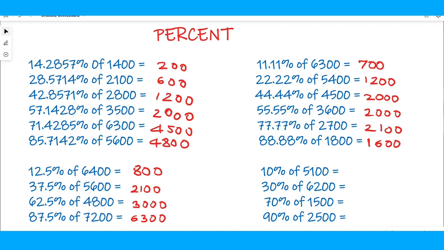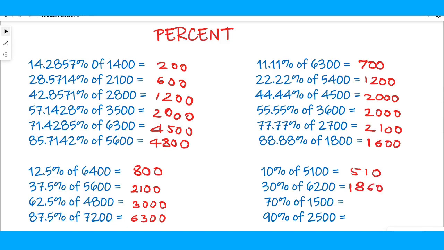10% is 1 upon 10. So 10% of 5100 is 1/10 of 5100, which is 510. 30% is 3 upon 10. Hence 30% of 6200 is 3 upon 10, where 1 upon 10 is 620. So 3 times 620 is 1860.